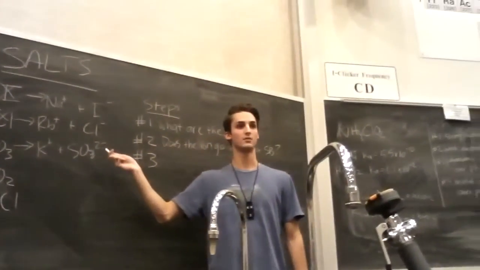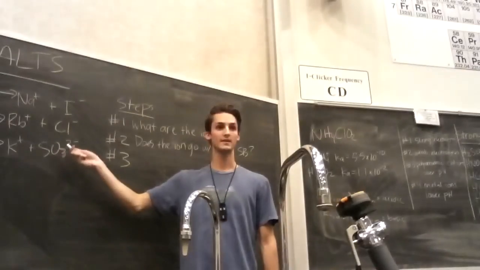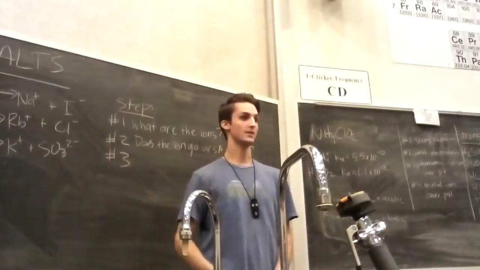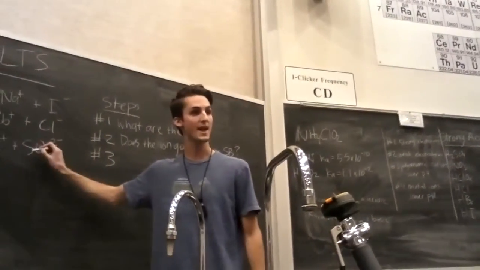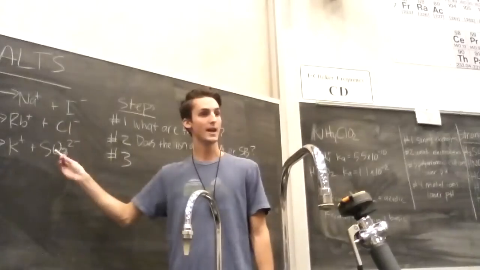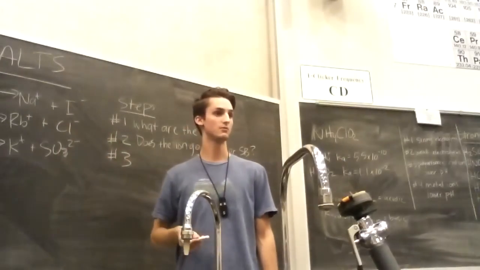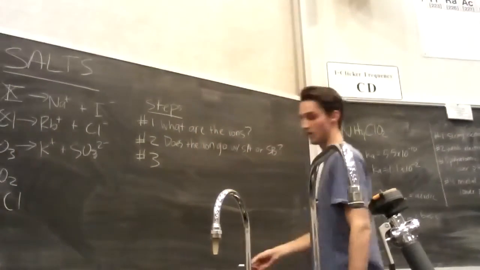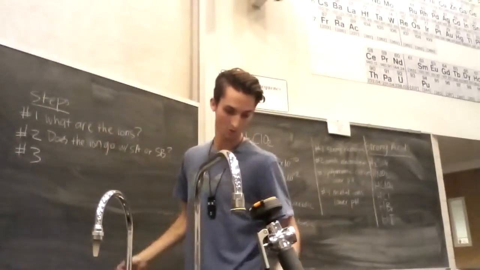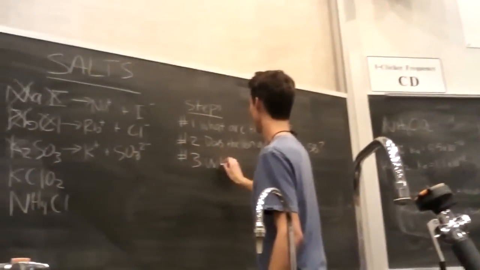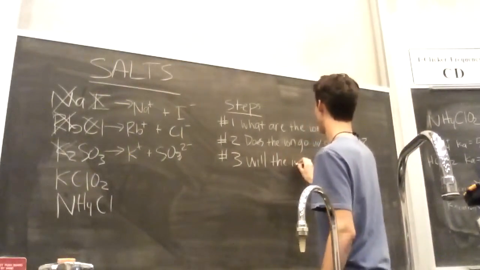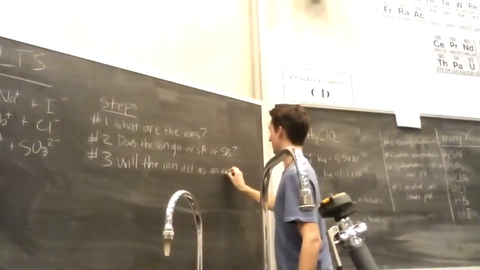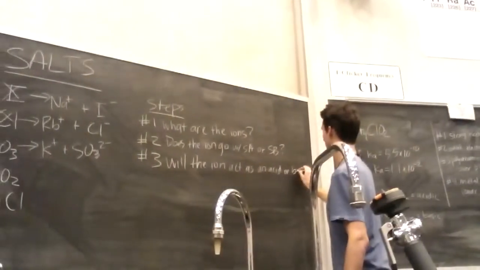SO3 2 minus. What would be the acid of SO3 2 minus? HSO3 minus. So this is the conjugate base of HSO3 minus. Is that a strong acid? No. So is this going to affect my pH? Yes. Okay. So this brings us to step 3, which is, will the ion act as an acid or base?